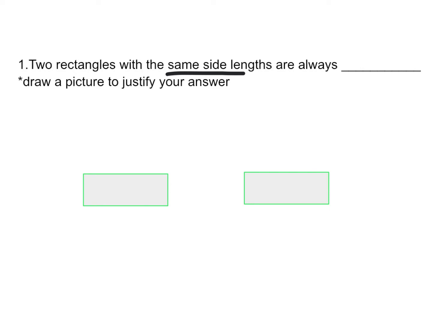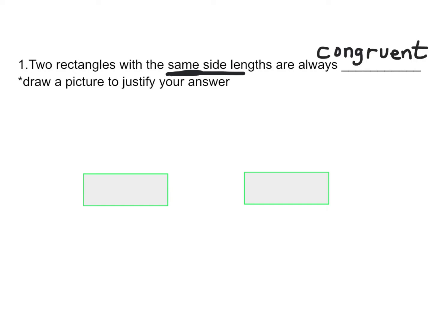And I would say as long as they have the same side lengths and they're rectangles, they would be the same. They're always the same. That math word for being the same is called congruent. So in this space, we're going to put congruent.